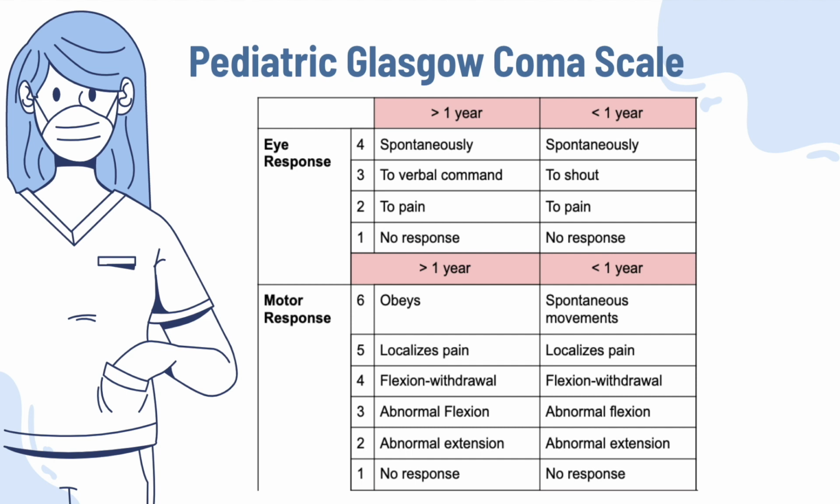Motor response, ages 1 year and above: obeys command, 6; localizes pain, score of 5; flexion withdrawal, score of 4; abnormal flexion, score of 3; abnormal extension, score of 2; no response, score of 1. Ages 1 year and below: spontaneous movements, score of 6; localizes pain, score of 5; flexion withdrawal, score of 4; abnormal flexion, score of 3; abnormal extension, score of 2; no response, score of 1.